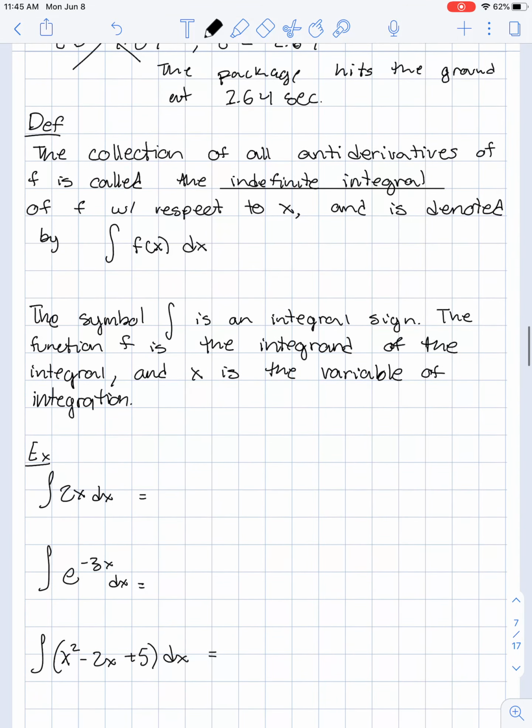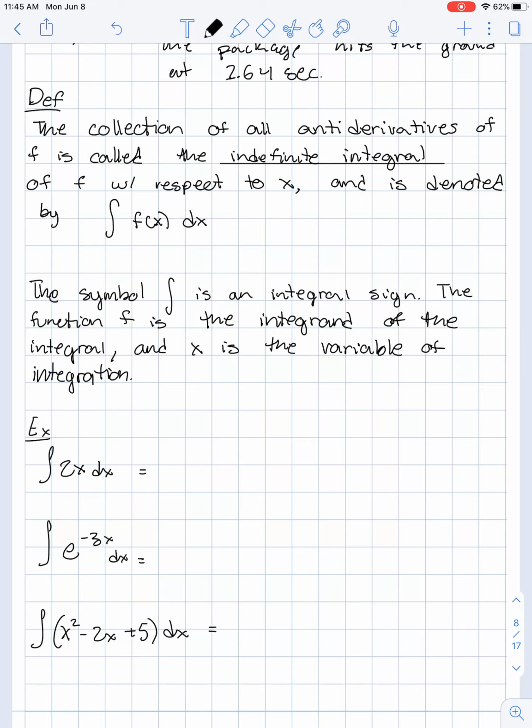So here's the kind of the integral that I was talking about. All right, so we defined that the collection of all antiderivatives of f is called the indefinite integral of f with respect to x and is denoted by this symbol. It is not an s. Do not draw an s. It is an integral. It is its own object. Okay? We say integral of f of x dx.